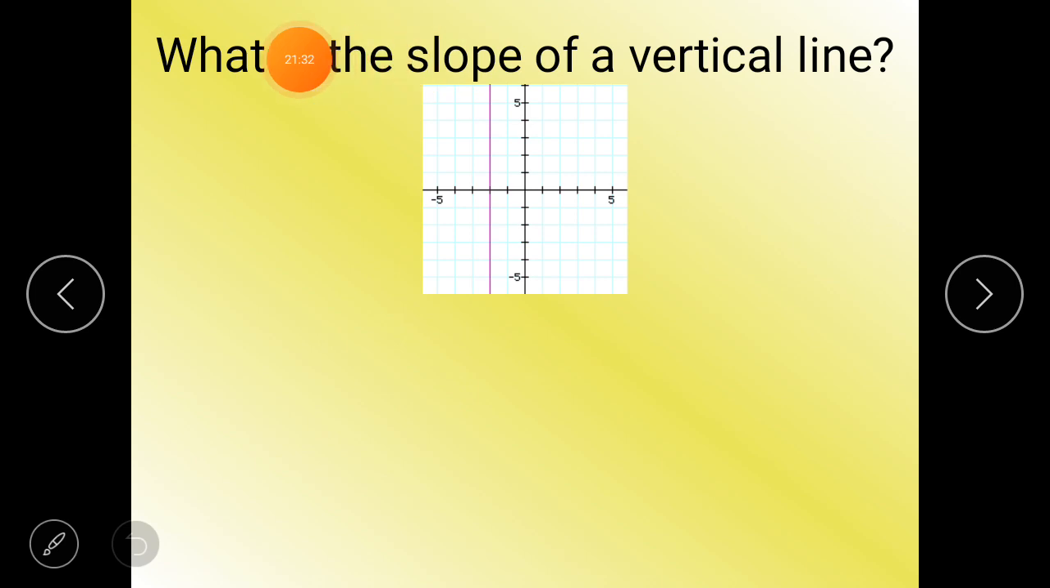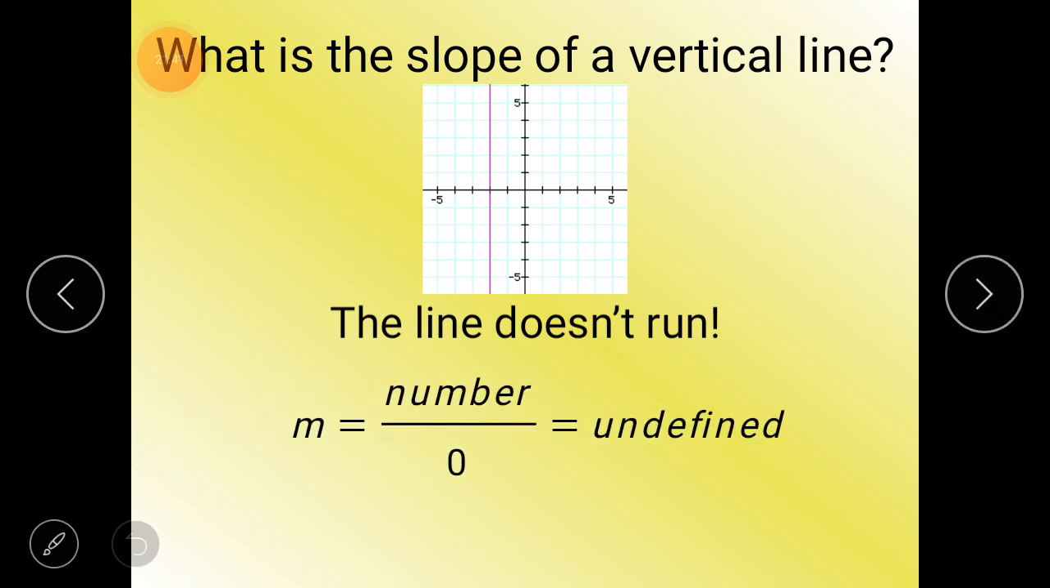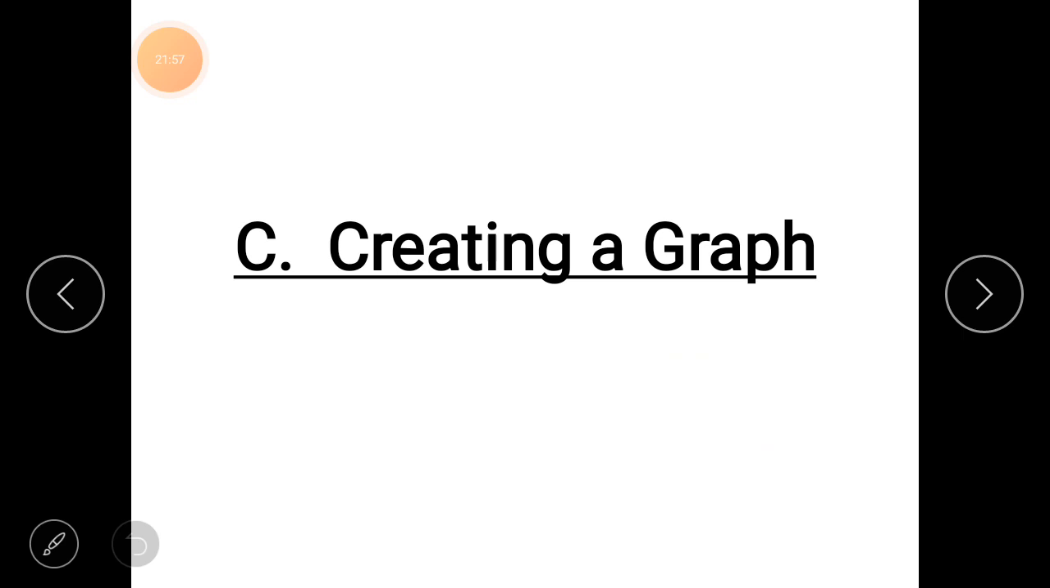How about this one? What is the slope of the vertical line? So the line doesn't run, right? So therefore, the number over 0 will be undefined, because any number over 0 will be undefined. All vertical lines have an undefined slope. Please remember that, okay? So we can also use slope in creating a graph or in graphing a line.